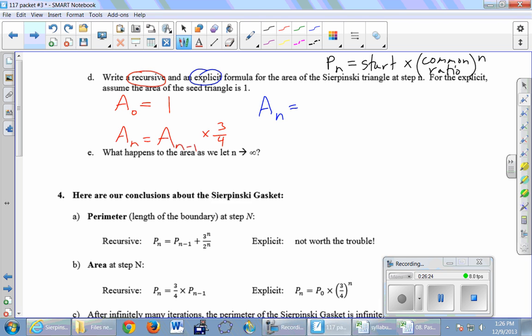What's the start amount for the area? It's 1, times the ratio, which is 3/4. That's what you multiply by every time, raised to the n. That's it.